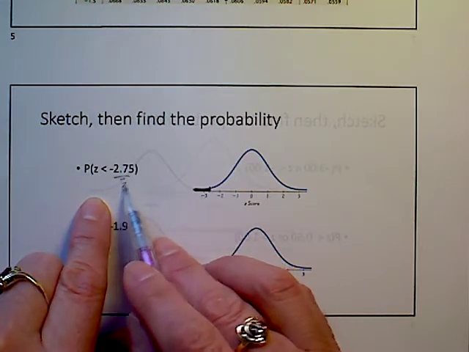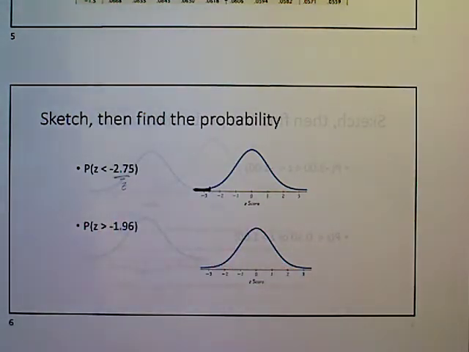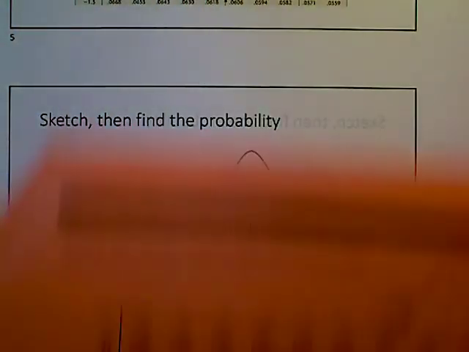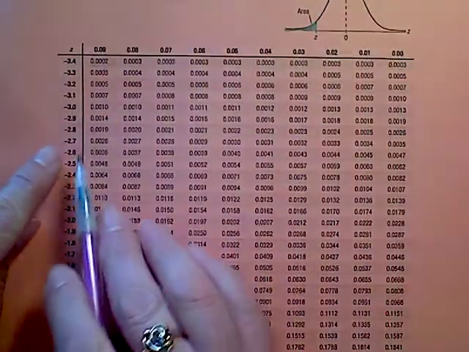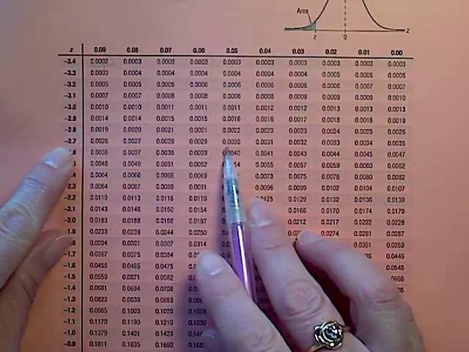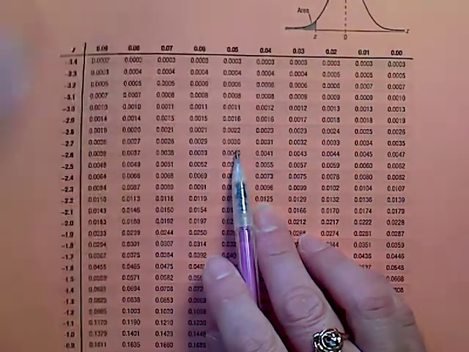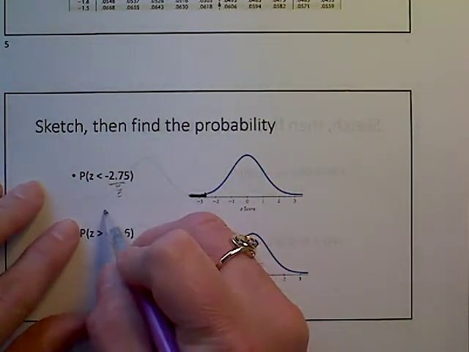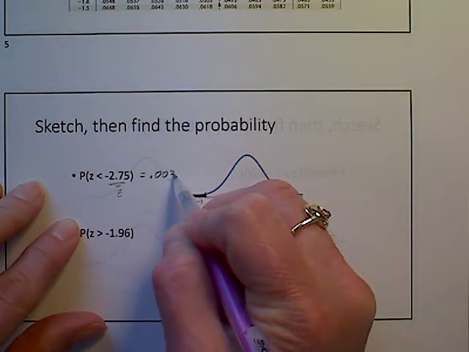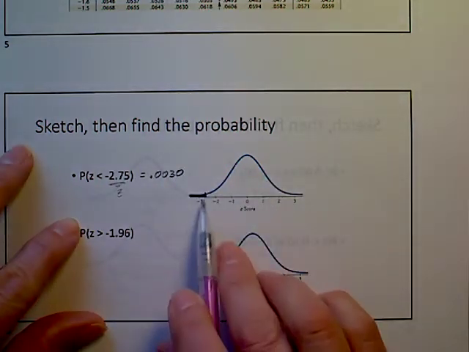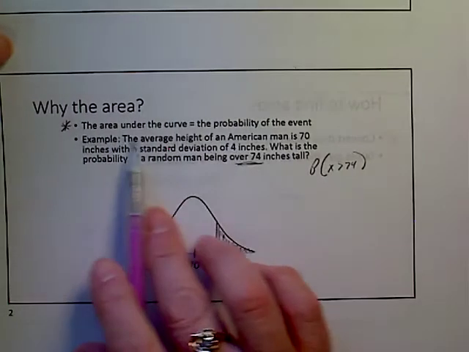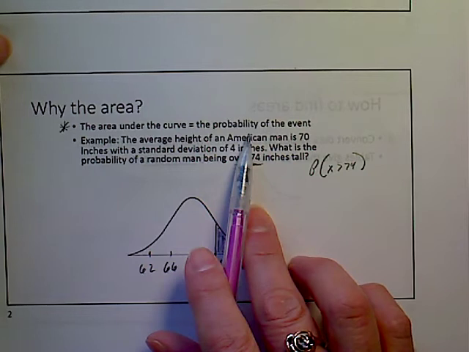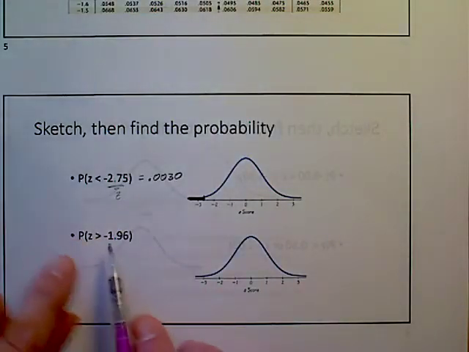This is a z-score, so I'm going to go to my handy dandy table. I'm going to go find negative 2.75. Can you find it? Hit pause at any time so that you can go and find things, okay? Negative 2.75 is 0.0030. That means that the area is 0.0030. And that is the probability. Remember how I said the area, oh, it's right here. The area under the curve is the probability of the event. Cool. Let's look at another one.